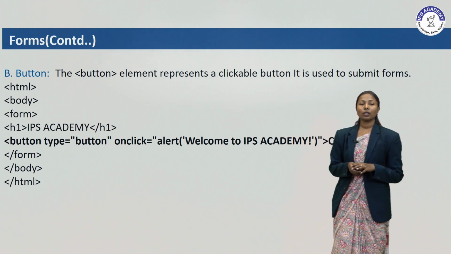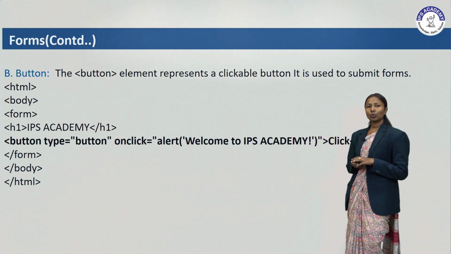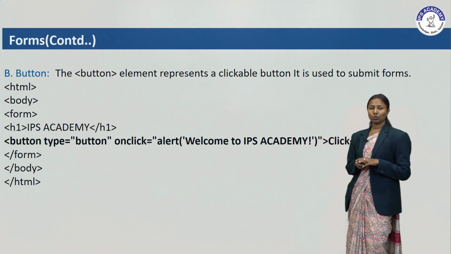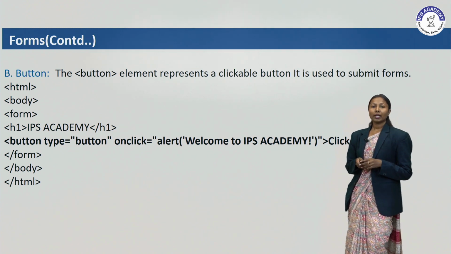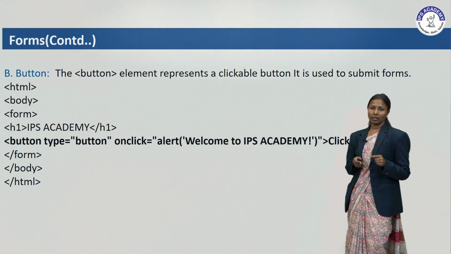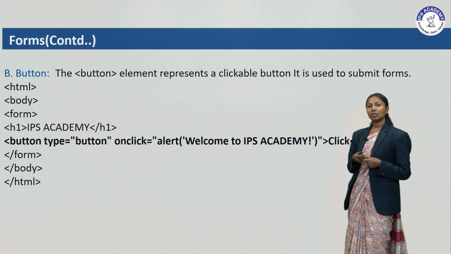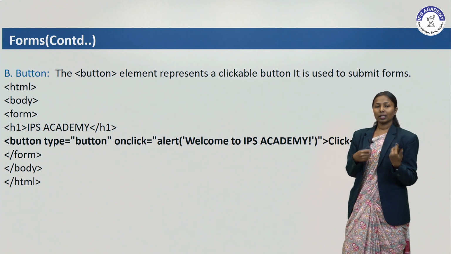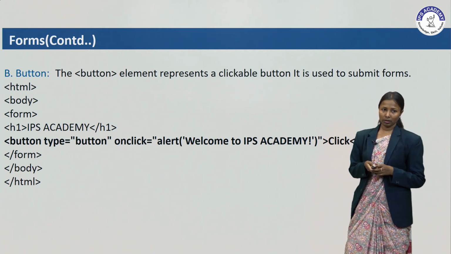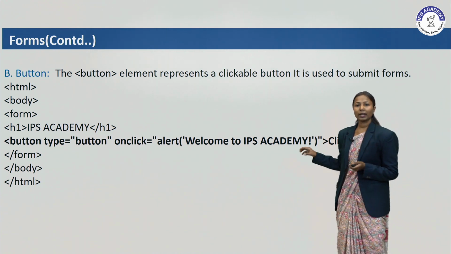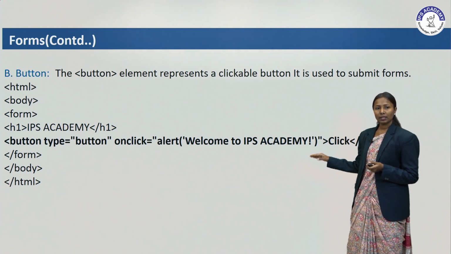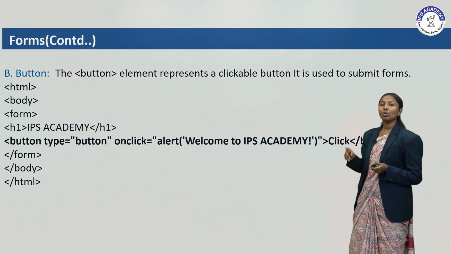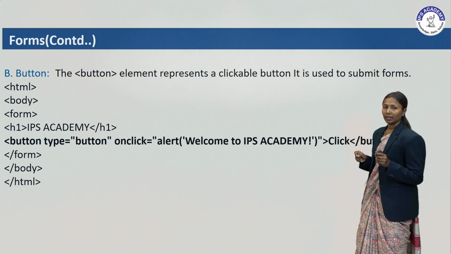Next element of form is button. If you want to create one button, you have to use the button element. So the button element represents a clickable button. It is used to submit form. Clickable means you have to click on this button and some alert box or message box will appear. Okay, so for this you have to write this one line: button type is equal to button, onclick is equal to alert, welcome to IPS Academy.